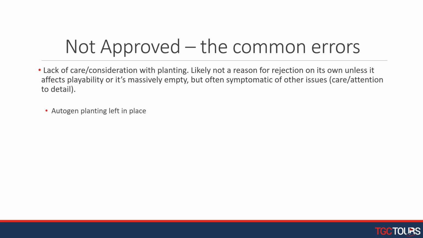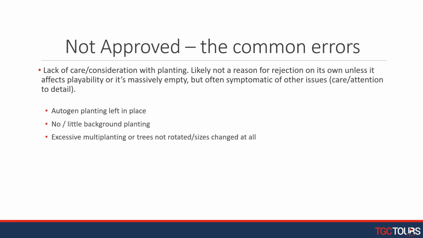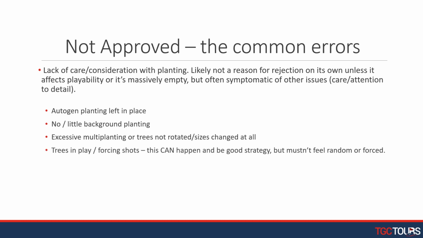If you're leaving the autogen bushes and grasses in place and they're really close to the fairways or greens, that's going to be something that, if we're on the fence about it, is going to push us towards the no. If there's very little background planting, or if you've excessively multi-planted with trees, not rotated size changes at all, I'll show you some examples, because multi-planting can be good, but doing it on its own often isn't. And I'll give you some examples in a second.